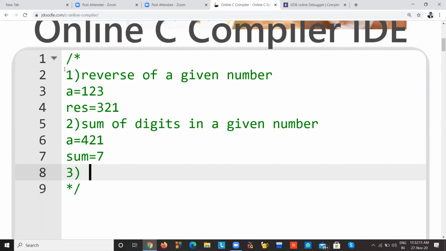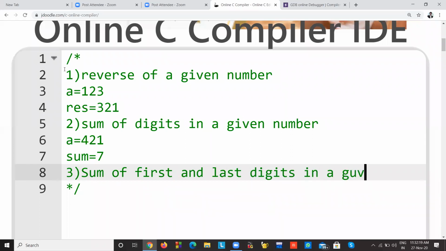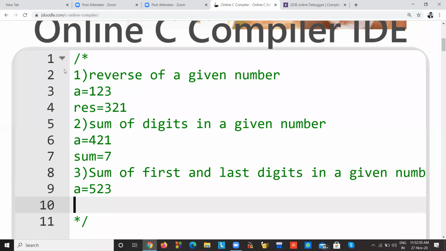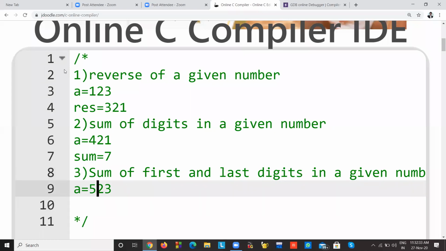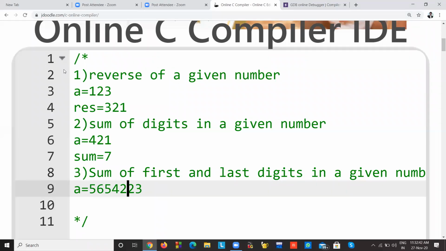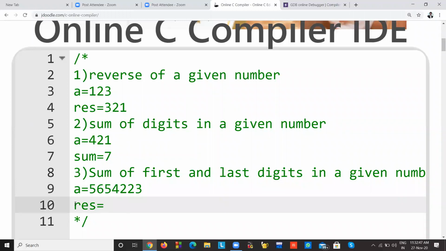And the third question is sum of first and last digits in a given number, like a = 523, or something, not too big, let's say some number. Okay, in this only the sum of the first and last digits is needed. Result = 5 + 3 = 8. Need 8 as the answer. So please work this out.